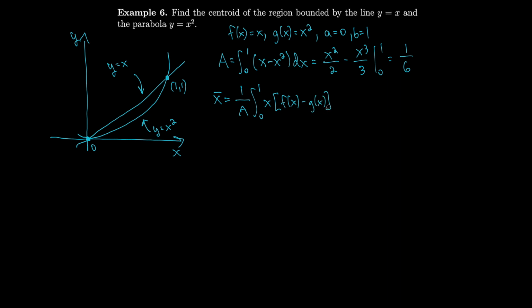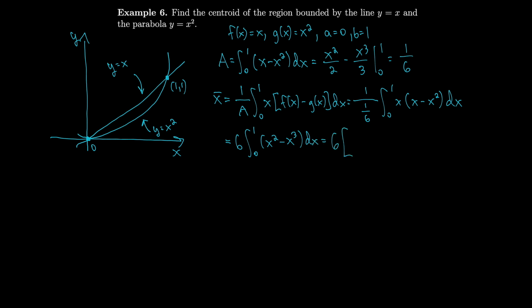So let's go and subtract these. We get 1 over the area, that's 1 over 1/6, times the integral from 0 to 1 of x times x minus x squared dx. We multiply out, and we get 6 times the integral from 0 to 1 of x squared minus x cubed dx. So that's just 6 times x cubed over 3 minus x to the 4th over 4. And we evaluate, and we get 1/2.